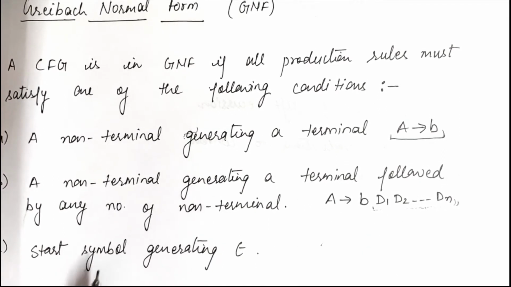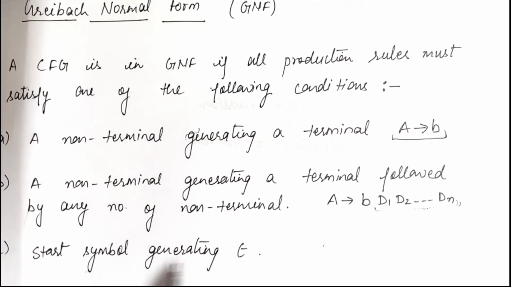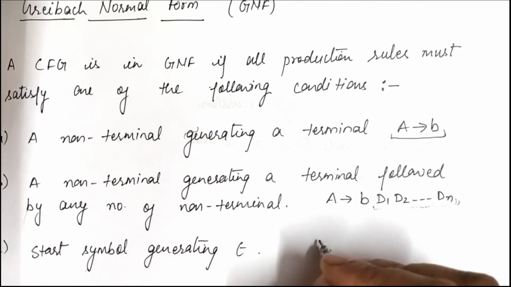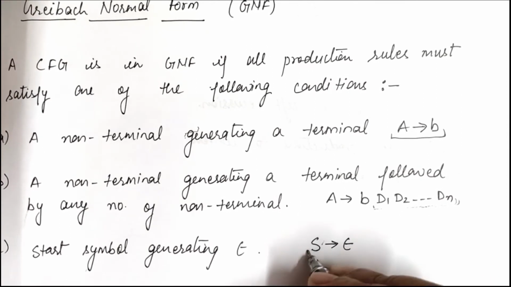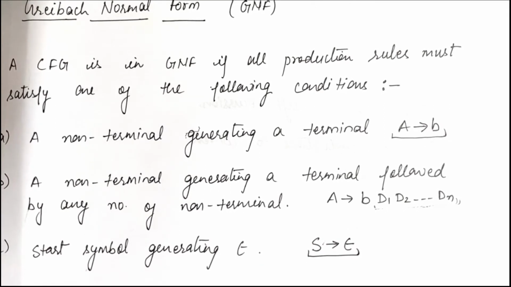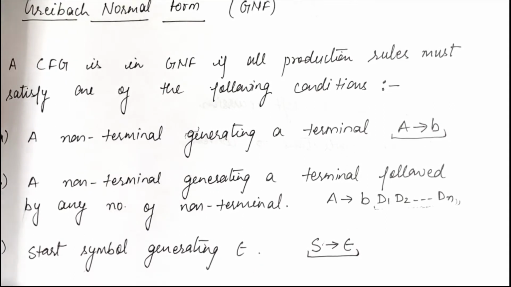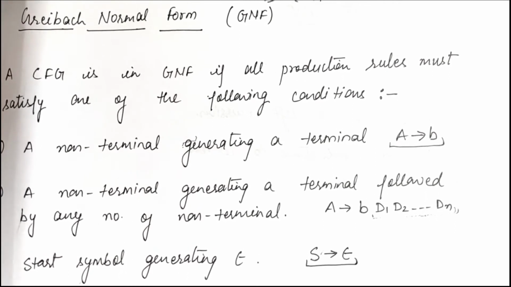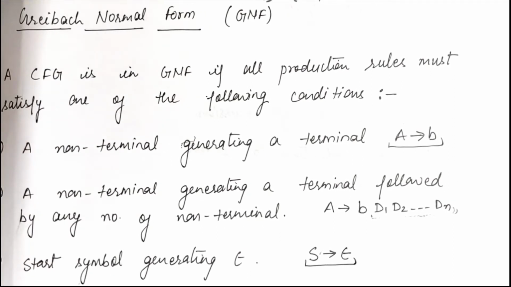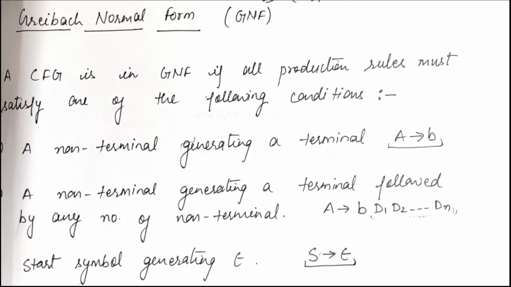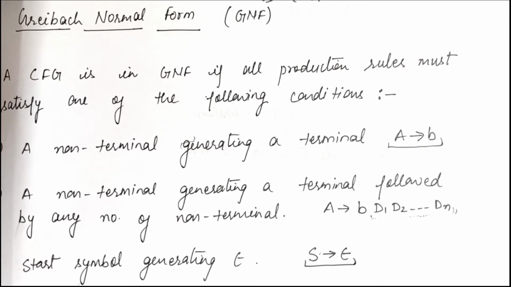And the third condition is that the starting symbol generates epsilon, means if S is the starting symbol and S derives epsilon, then it is also said to be in GNF form. So, a grammar is said to be GNF when the grammar is context free grammar. If a grammar is context free grammar, and one of the following conditions is satisfied, then that context free grammar is said to be in GNF form, that is Greibach normal form.